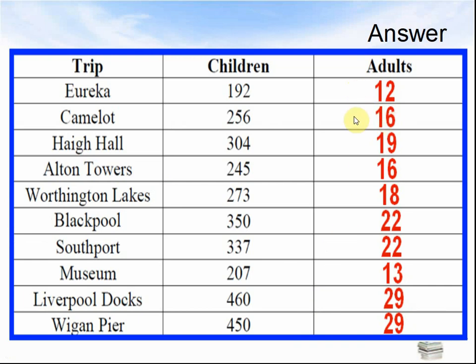256 children would need 16 adults. 304 children, 19 adults. 245 children would need 16 adults. 273 children would need 18 adults. 350 children would need 22 adults. 337 children would need 22 adults. 207 children would need 13 adults. 460 children, 29 adults.